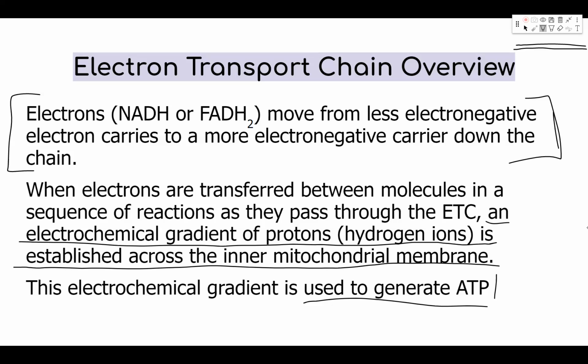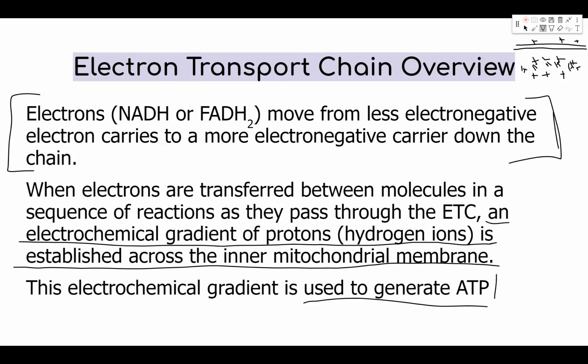So if we've got a lot of stuff on one side and not a lot of stuff on the other, we can consider that an electrochemical gradient, especially if these have charge. So if we have H plus ions, like we do, electro, because we've got the plus, chemical, because it's hydrogen, and there's a gradient across the membrane. That's what we are establishing. We've got a difference in the hydrogen ions on either side of this membrane.